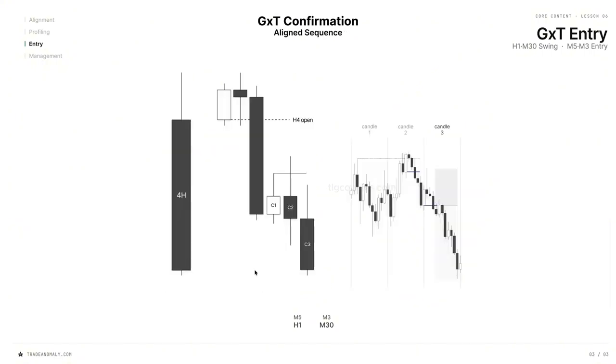So here is an example of using the align sequence. As you can see, the 4-hour candle opens high first, it expands, then it starts to retrace into a key level that the 4-hour candle has printed. If we're going to continue this 4-hour candle as an expansion, this gap is going to hold.